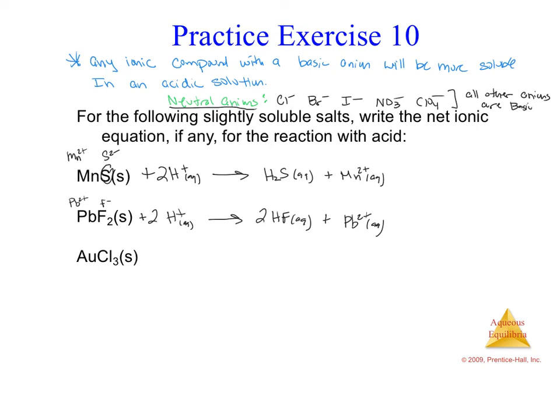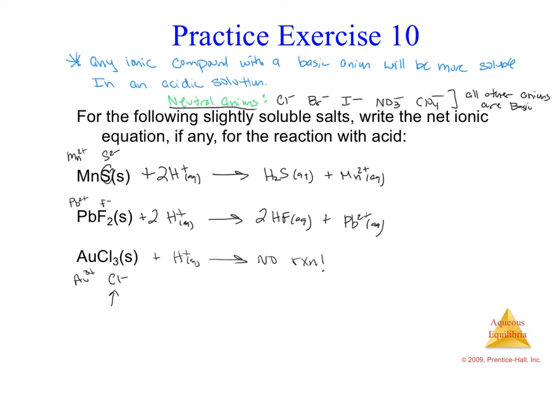And lastly, gold 3 chloride. Then my anion is chloride, cation is gold 3 plus. If I add acid, I'm going to see no reaction. And that's because chloride is the conjugate base of a strong acid, so it's not basic. It's not basic, so it's not going to be attracted to H+. There will not be an attraction here. No reaction will occur, so the gold 3 chloride will not be more soluble in acidic solution.